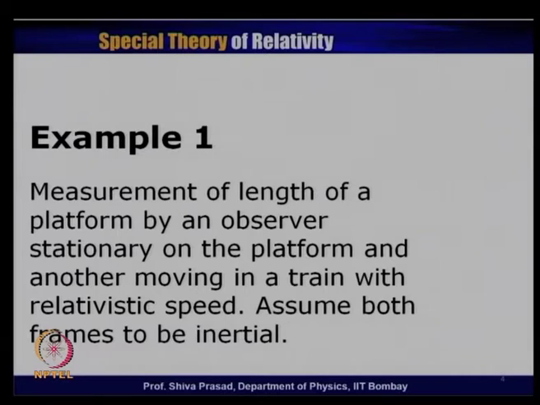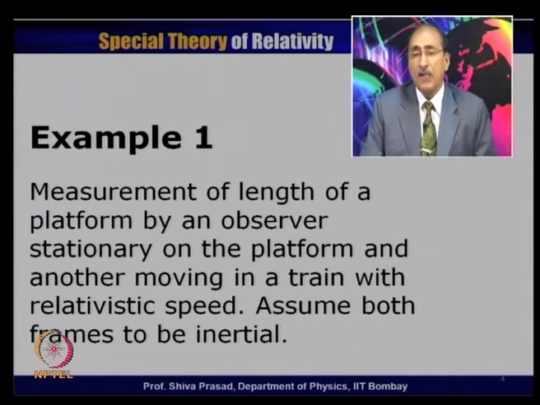So, we can always treat one frame of reference as S and another as S prime. Now, both the observer on the platform and another observer sitting in a compartment in a train want to measure the length of the platform. Assuming that this particular train is moving with relativistic speed, it essentially means that the speed is very high, close to the speed of light. Then let us have some discussion about the measurement of the length of the platform.